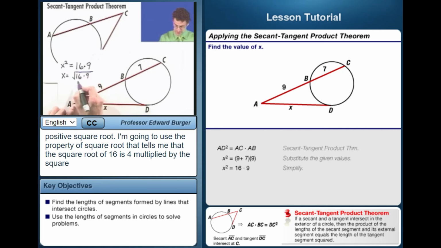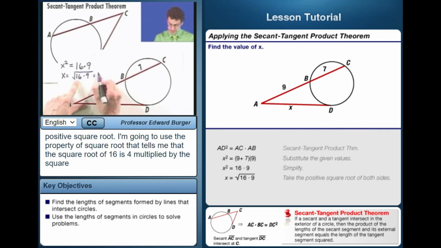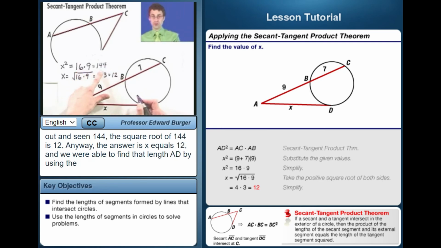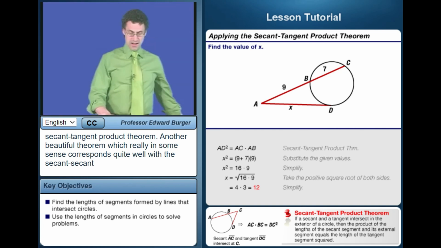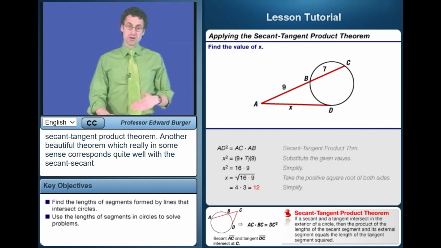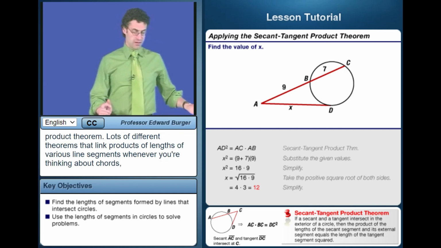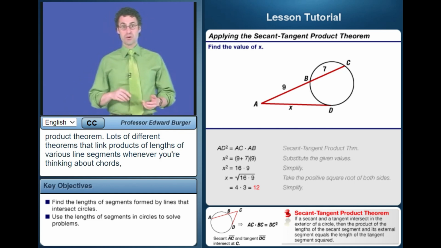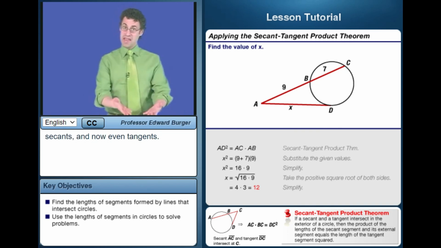and I'm going to use a property of square roots that tells me that the square root of 16 is 4, multiplied by the square root of 9 is 3, and so I see the answer is 12, which, by the way, is what we would have gotten if we had multiplied this out and seen 144. The square root of 144 is 12. Anyway, the answer is x equals 12, and we were able to find that length, AD, by using the secant-tangent product theorem. Another beautiful theorem, which really, in some sense, corresponds quite well with the secant-secant product theorem. Lots of product theorems that link products of lengths of various line segments when you're thinking about chords, secants, and now even tangents.